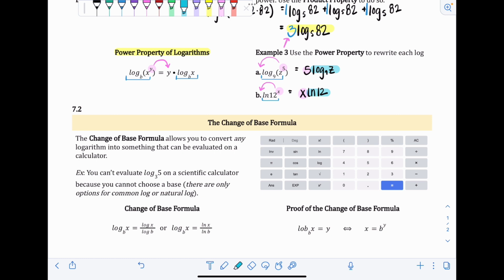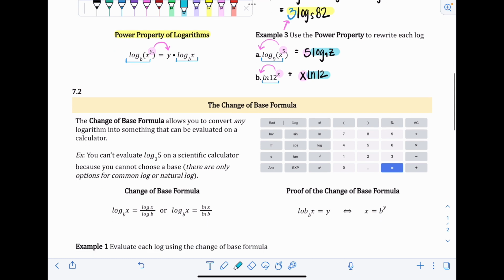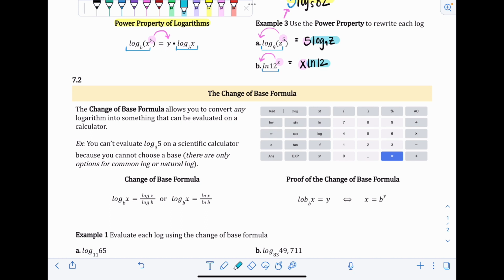7.2 is the change of base formula, and the change of base formula is really important. It does make more sense in an in-person climate where you don't have access to every single calculator. I know in a previous lesson we used the GeoGebra calculator where you could type in any base that you want, but on most calculators you don't have that option. You only get to use common log or natural log, and that's where this is a really important formula to know. The change of base formula allows you to convert any logarithm into something that can be evaluated on a calculator, even just a phone calculator.